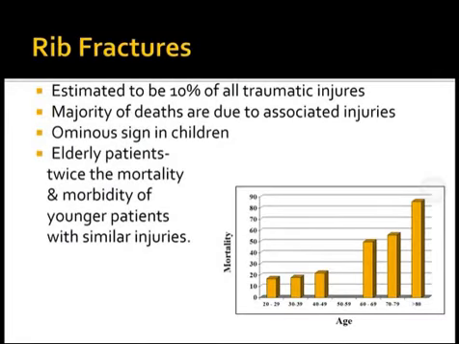Rib fractures is going to be one of the most common things we see. We see them every single day. But the majority of people do not die from a rib fracture. The majority of people die from the associated injuries with a rib fracture. So these are the people that have associated abdominal trauma, head trauma, spine trauma, and things like that. This is a very ominous sign in children because, again, there's probably some underlying issues because of the force required to break their ribs.